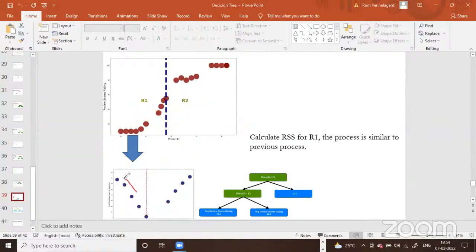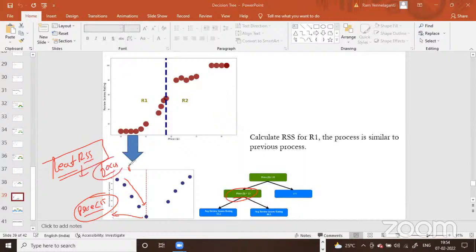So for region 1, you are able to find out the best cutoff value at price less than 15. So price less than 15 is giving you the least residual sum of squares. That is the idea. So this is our focus point. So you have successfully subdivided our region into smaller subsets. Now repeat the same thing for region 2 also.